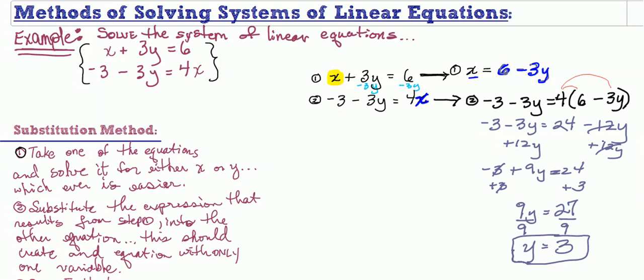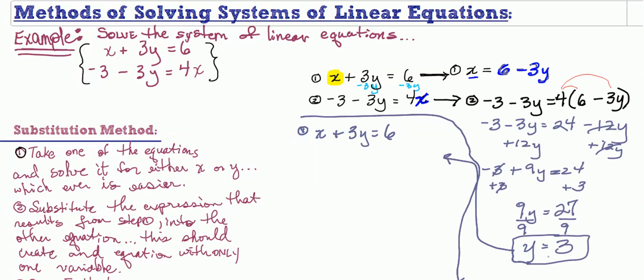So let's take the original version of equation 1. I'm going to take this right up here in this little pocket. Let me draw a little line here. I'm going to take equation 1, which is x plus 3y equal to 6, and substitute y is equal to 3. So I'll put a 3 in for my y. So x plus 9 is equal to 6. Subtract your 9. And what is it now? We should have negative 3.